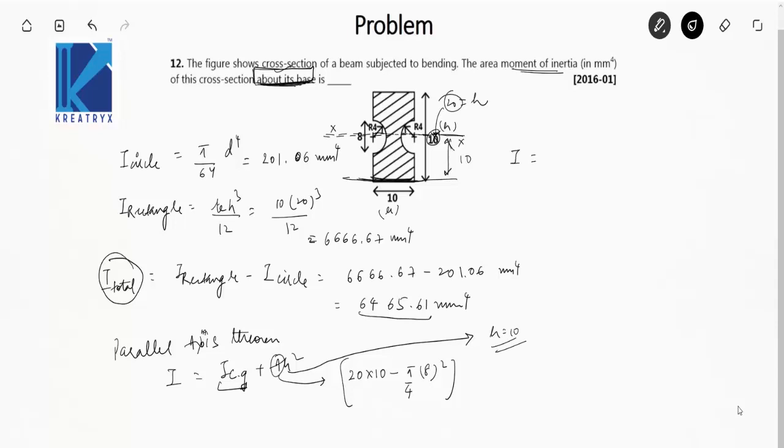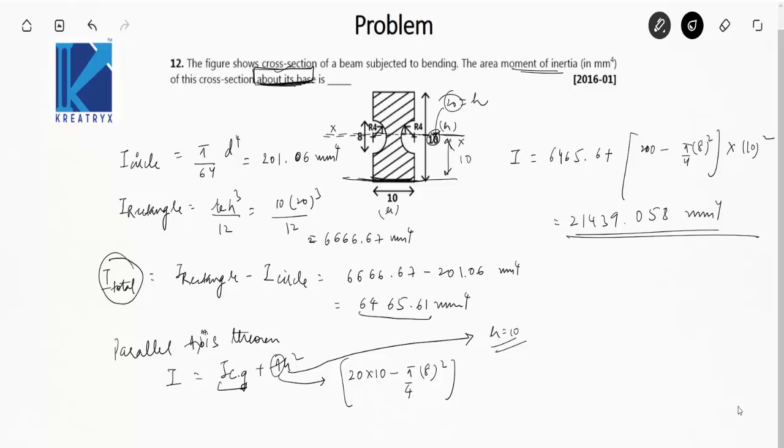So I is equal to I_CG, that is 6465.6 plus 20 into 10 into 10 squared, minus pi by 4 d square into 10 square. So this will be 21439.058 mm raised to the power 4. This is I of this cross section about its base. Okay. Let's move on to the next question.